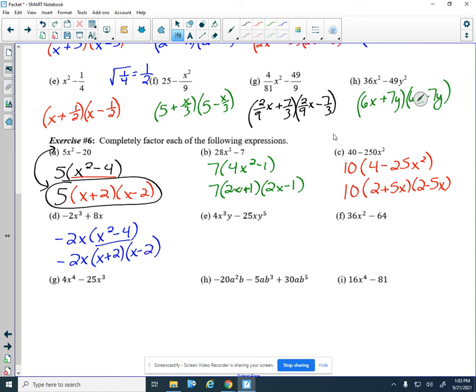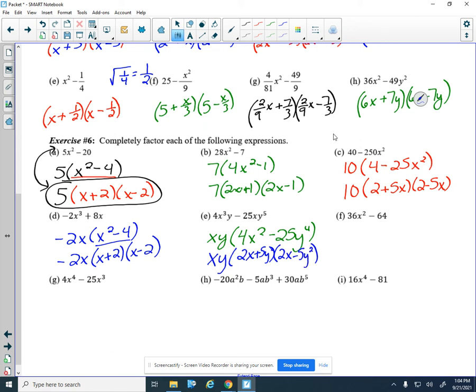The next one is a little more complex. There's no numerical GCF. The 4 and the 25 don't have any common factors, but for the x's and y's, I have an x in common and a y in common. So I'm going to take out x, y. Here, I want to then have 4x squared. My second term, I'll have 25y to the 4th. So from there, this is difference of perfect squares. So this gives me 2x plus 5y squared and 2x minus 5y squared.